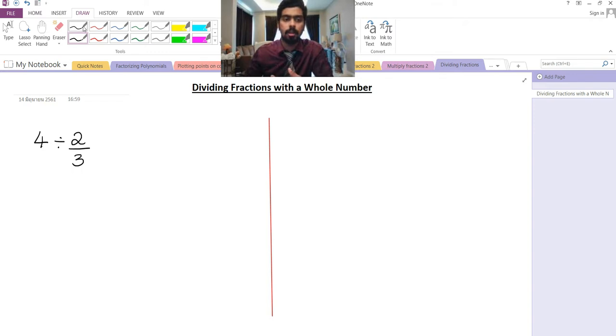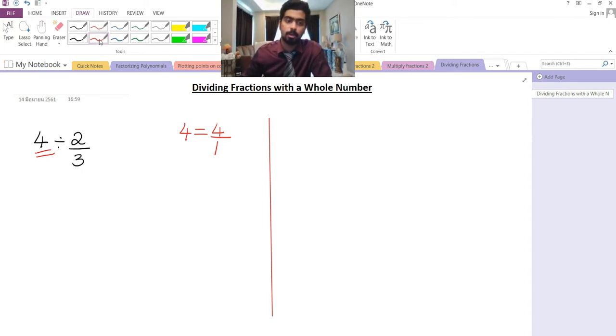Alright, guys, so a whole number is any positive number and also the number 0. So let's say 0, 1, 2, 3, 4, all of these are whole numbers. All counting numbers in that sense. So 4 is our whole number right here. But we can also write 4 as 4 over 1 or 4 by 1. So we can write any whole number as a fraction by just writing it over 1.